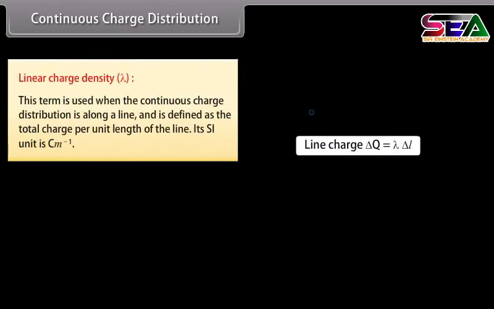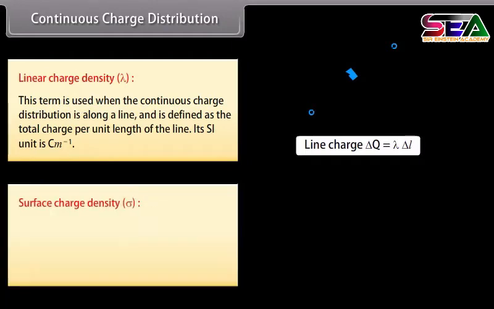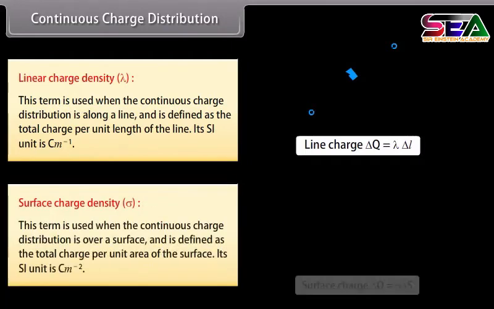Linear charge density, lambda. This term is used when the continuous charge distribution is along a line and is defined as the total charge per unit length of the line. Its SI unit is Coulomb per meter. Surface charge density, sigma. This term is used when the continuous charge distribution is over a surface and is defined as the total charge per unit area of the surface. Its SI unit is Coulomb per meter square.